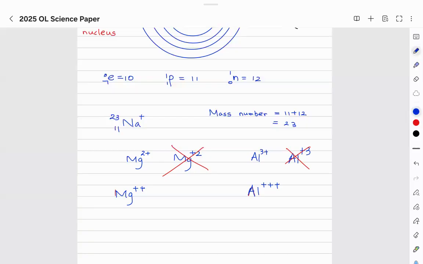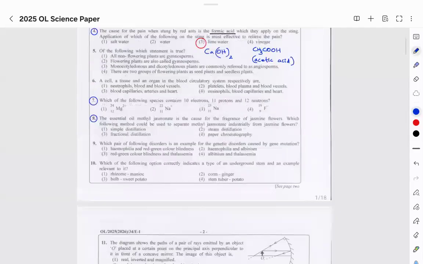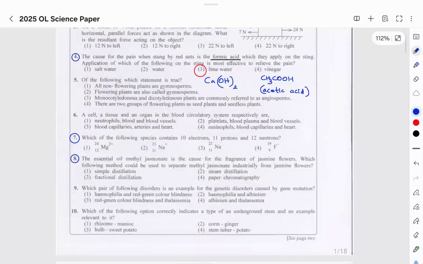Then this is about sodium plus because it has released 1 electron. Then what is the answer for this one? So we can say, which of the following species contains 10 electrons, 11 protons, and 12 neutrons? Answer is the second one. Yeah.